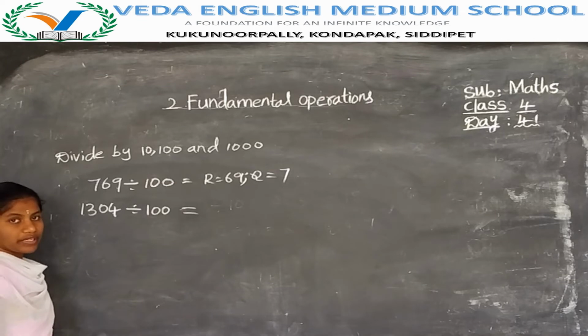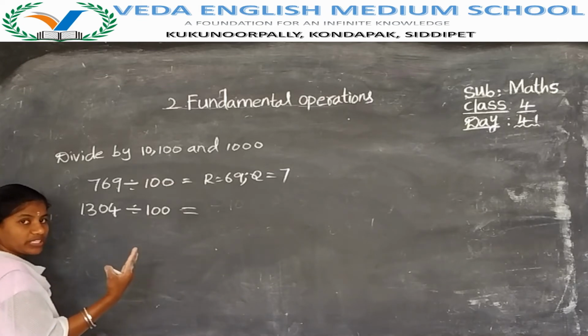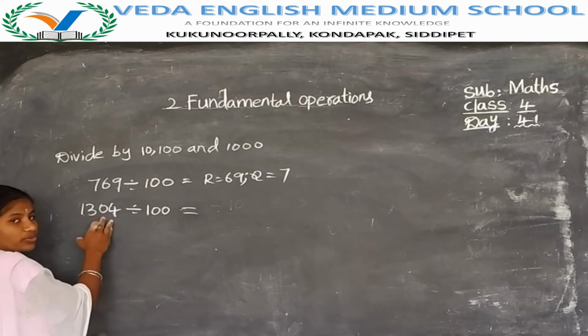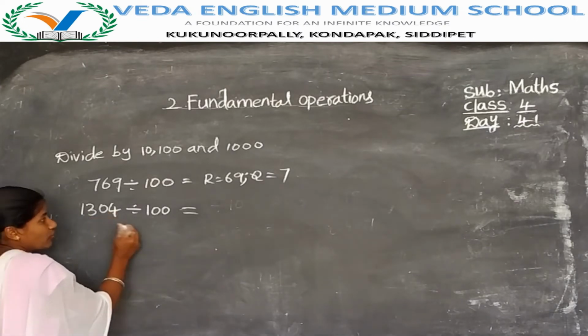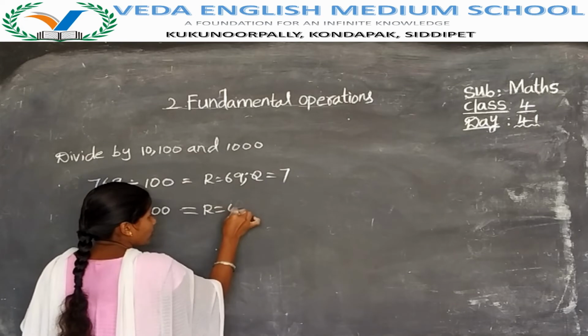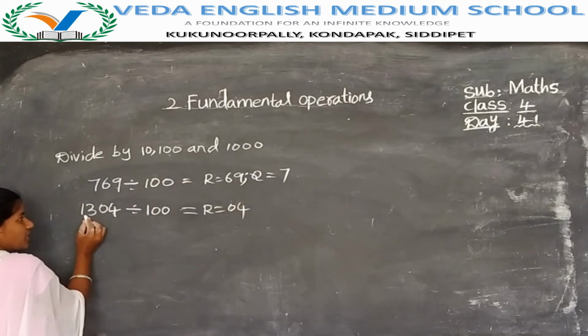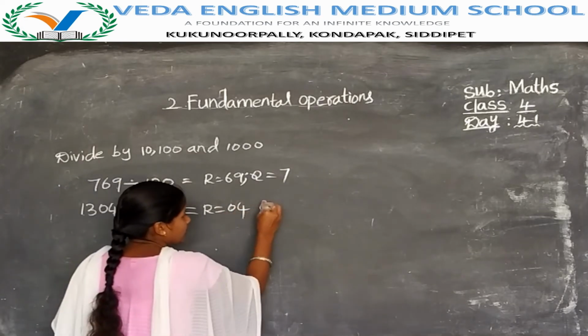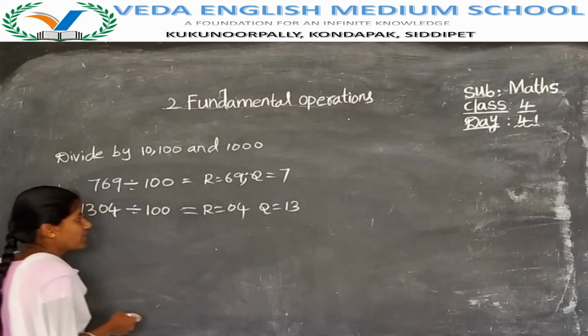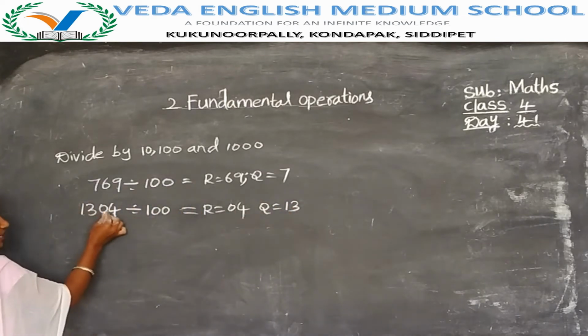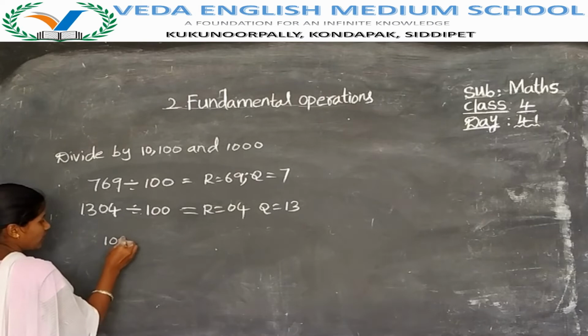Take 1304. In 100, 2 zeros are there. So from the right side, the first 2 digits are 04. The remainder is 4 or 04. Then what is the quotient? The quotient is 13. If you have any doubt, then you can check 1304 divided by 100. Now take the 100 table.